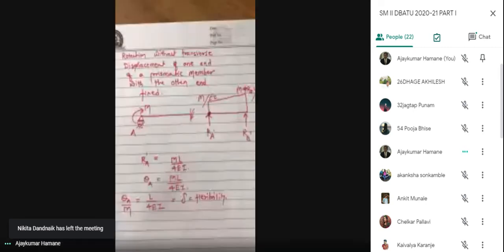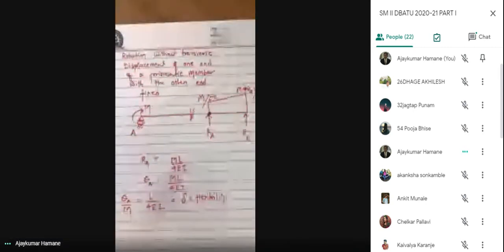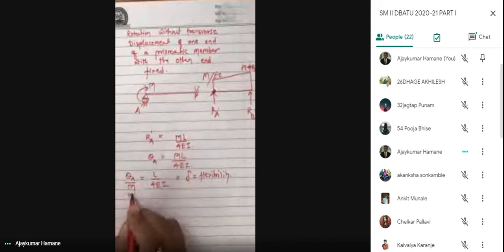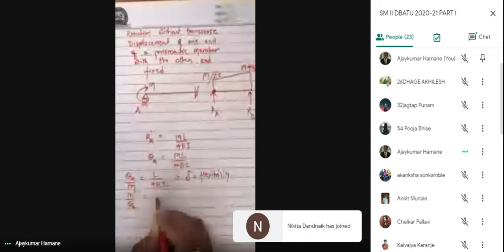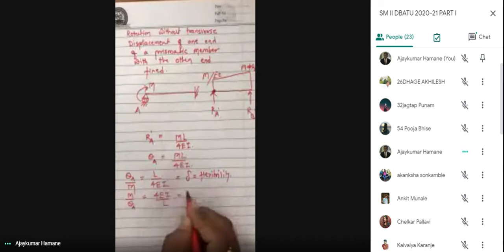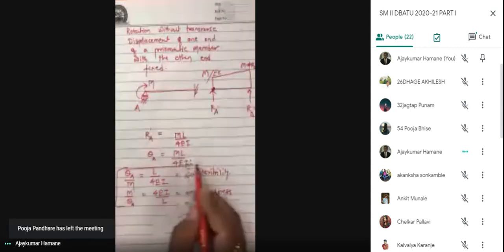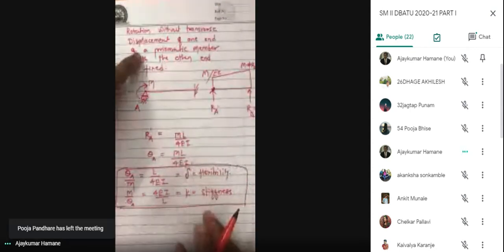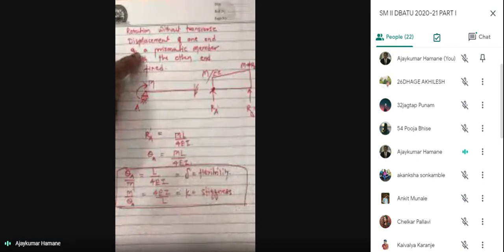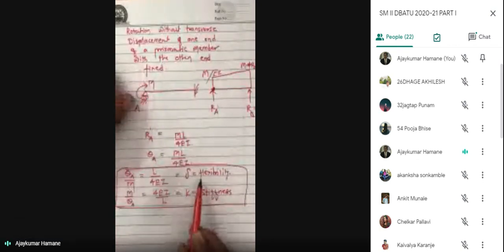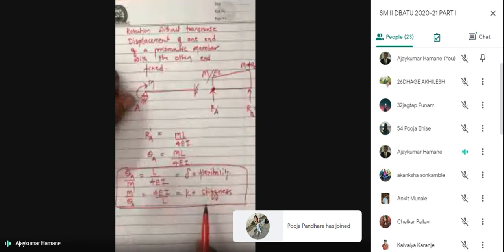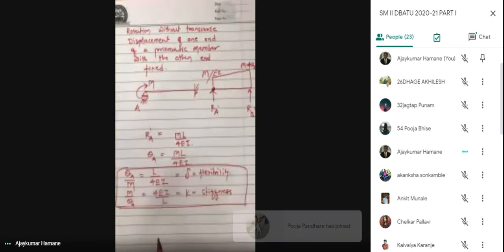Okay students. So stiffness, M upon theta A, equals 4 EI by L, equals K. That is what the stiffness is. So remember, whenever there is a rotation at one end and the further end is fixed, flexibility gives us L upon 4 EI and stiffness gives us 4 EI by L.